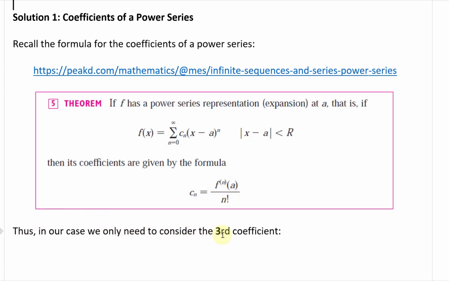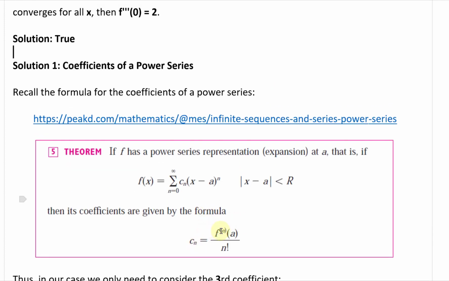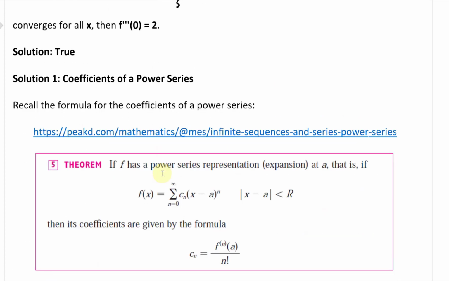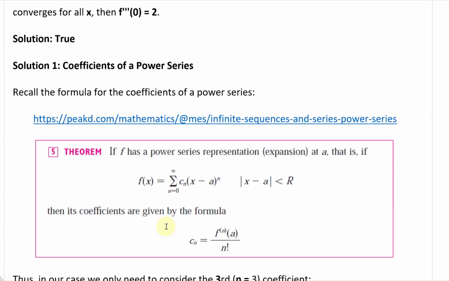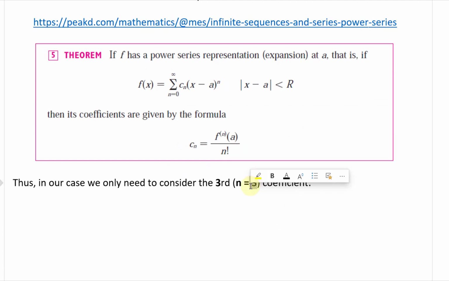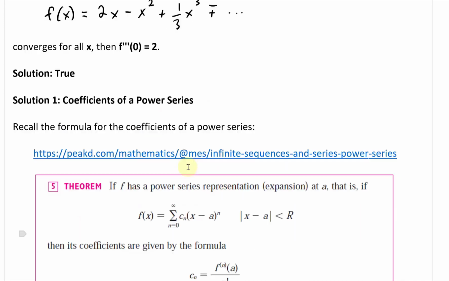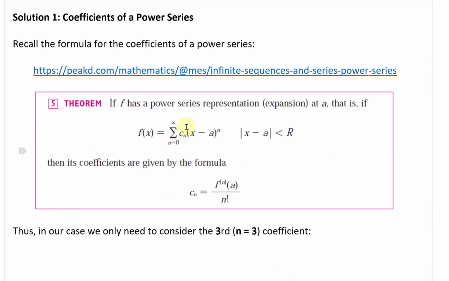Thus, in our case, we only need to consider the third coefficient, where n equals 3. This is going n equals 0, so the n equals 3 coefficient, just because there's a 0 there, so that would technically be the fourth. So we just need to look at the n equals 3 coefficient there. Yes, so let's just write this one out.